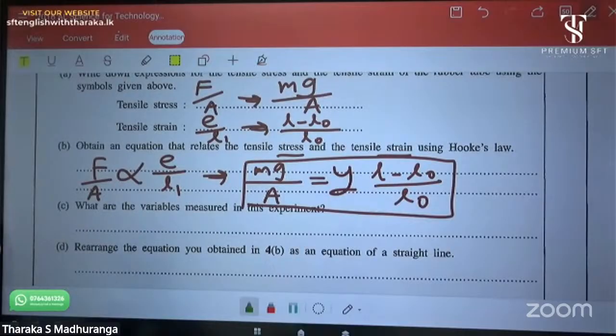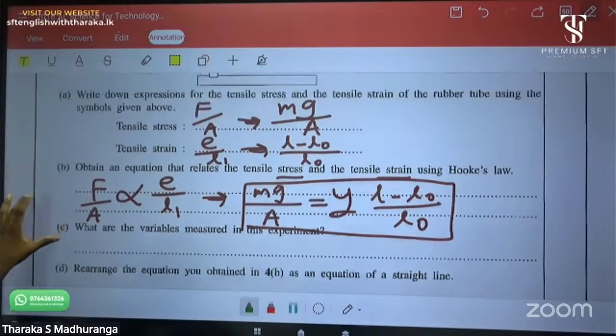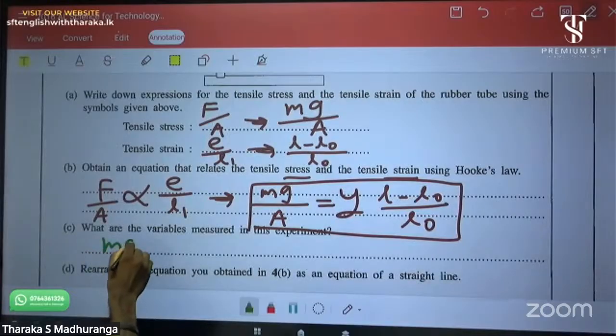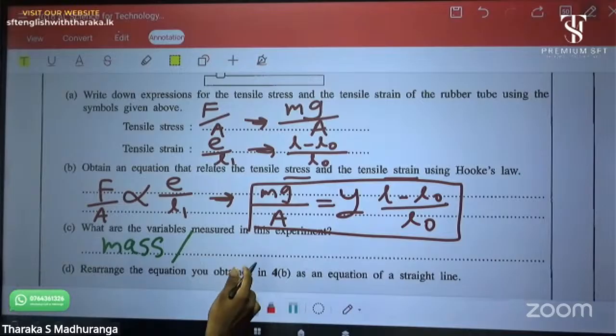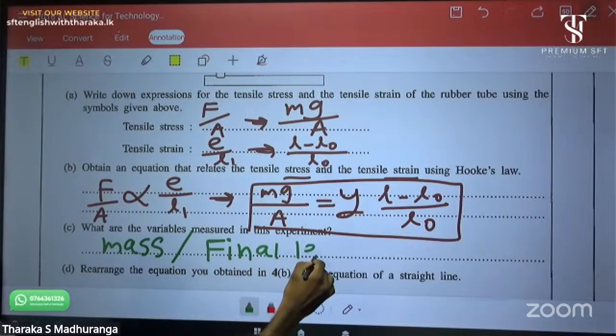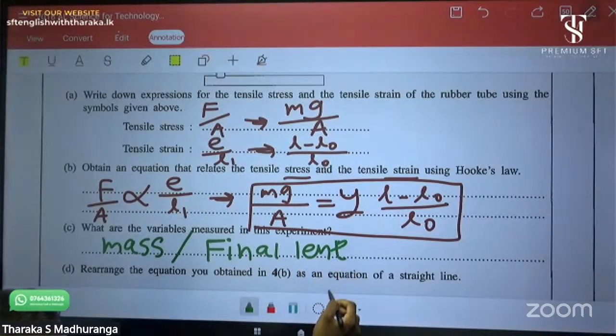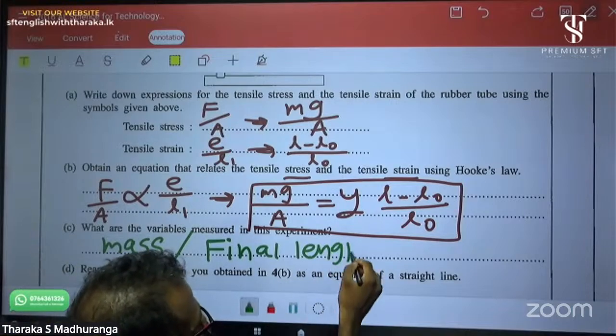What are the variables measured in this experiment? Okay, the variables measured in the experiment: mass is one variable. Mass multiplied by gravitational acceleration gives the weight, right? Weight is the applied force. And we measure the final length; the extension is something we work out. The final length is a changing factor.